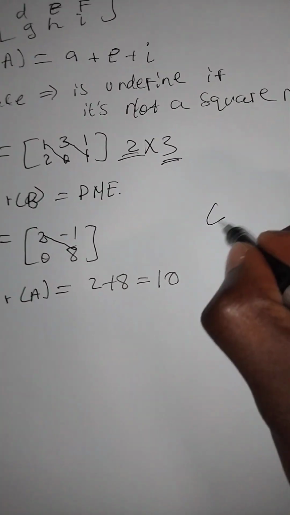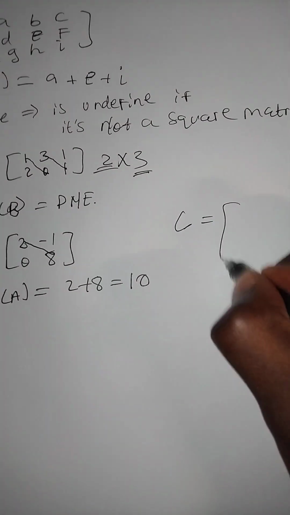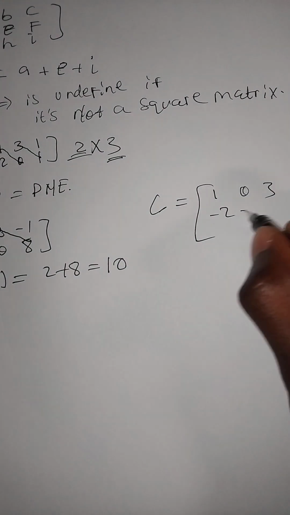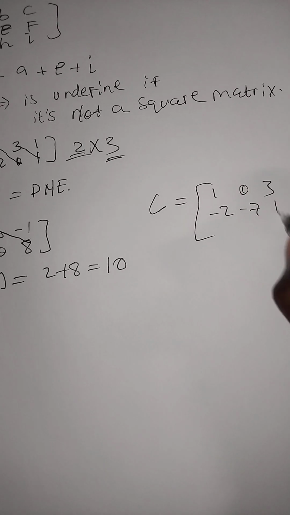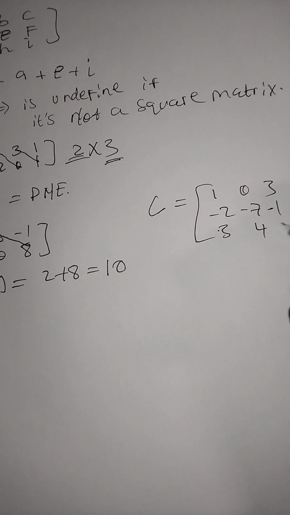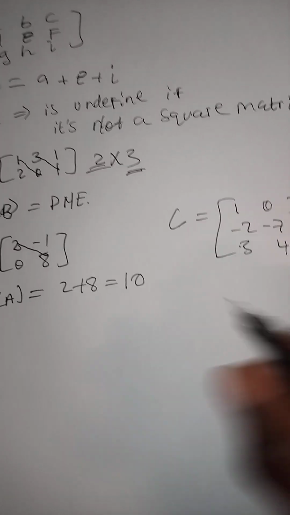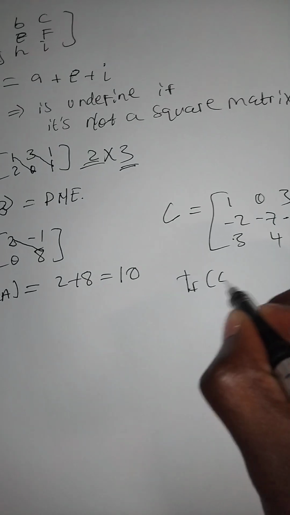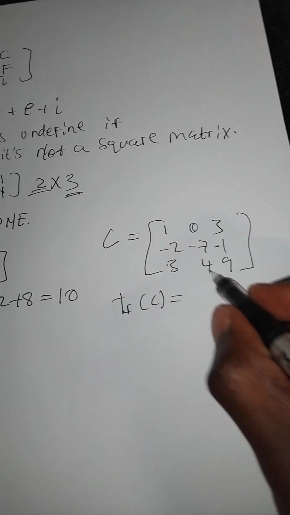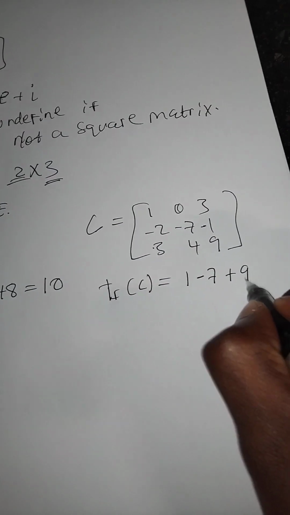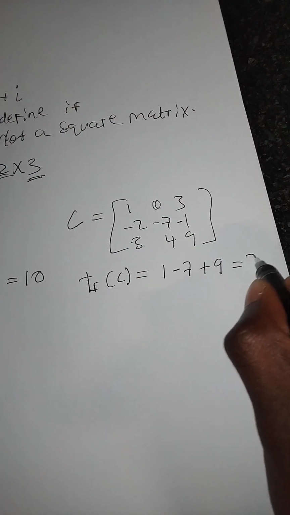Okay, let's see if we had another matrix C with entries 1, 0, 3, -2, -7, -1, 3, 4, 9, like that. So the trace of matrix C is basically going to be 1 minus 7 plus 9. So that is going to be 3.